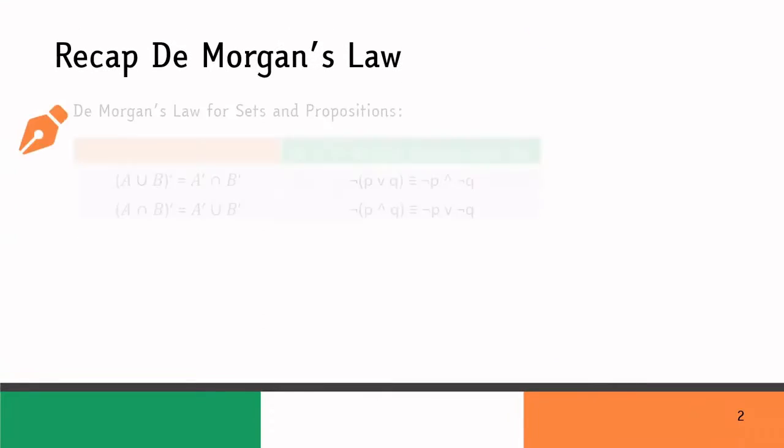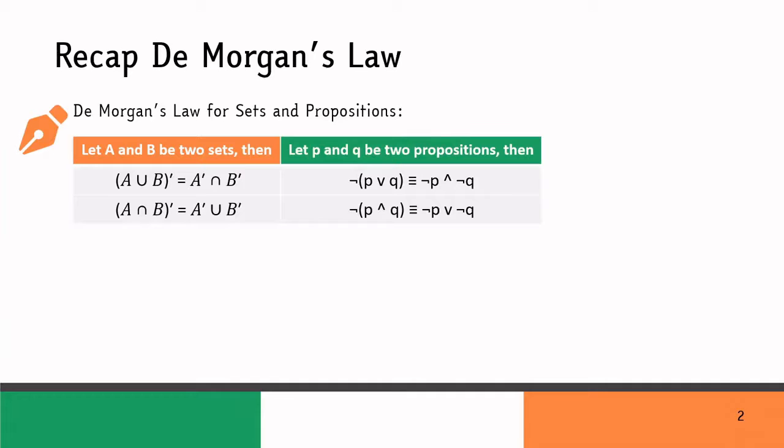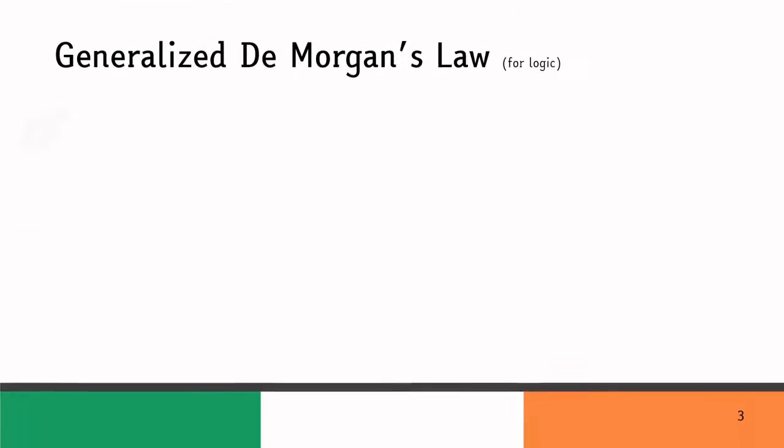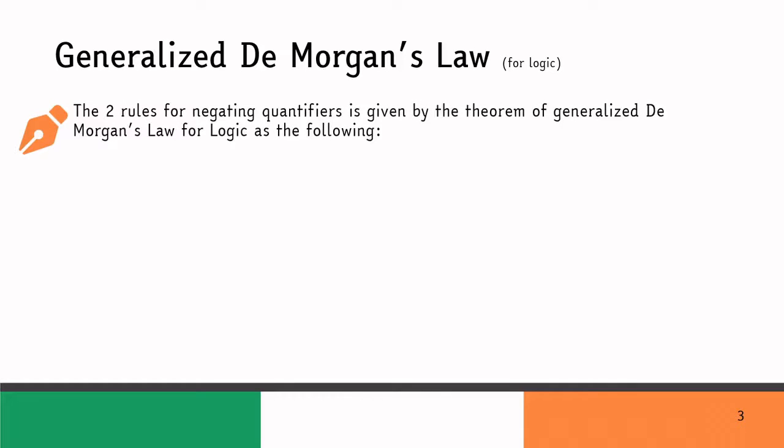We saw in the previous sections how De Morgan's law was represented for sets and propositions. We also saw that for two propositions P and Q, the negation of P implies Q is equivalent to P and negation of Q. To derive and understand De Morgan's law for predicates, we first need to understand how we negate quantified statements. There are two rules for negating quantifiers given by the theorem of generalized De Morgan's law for logic.